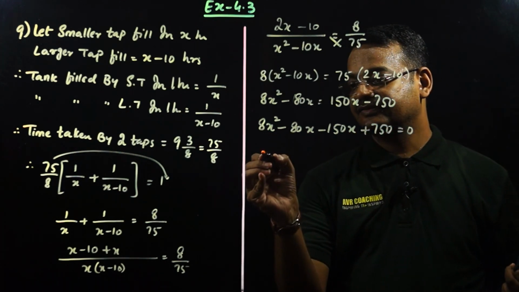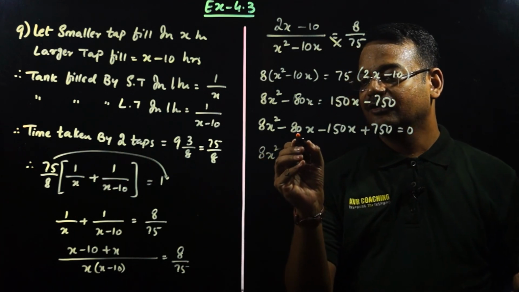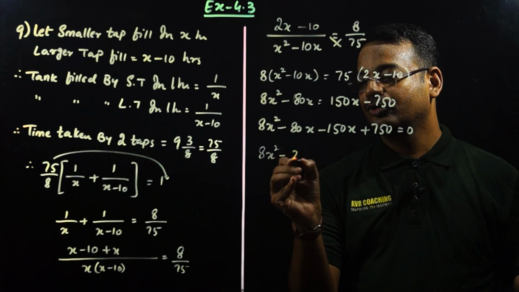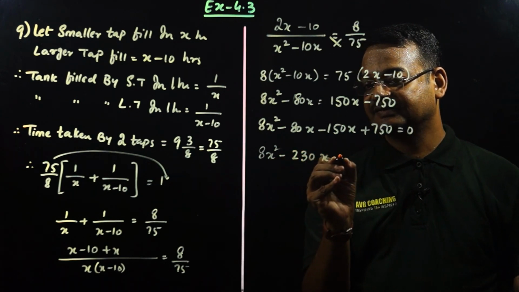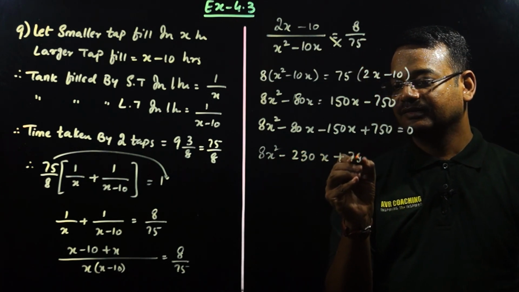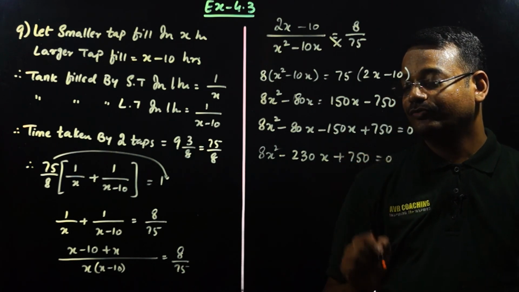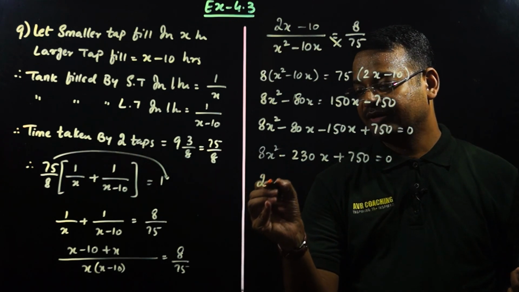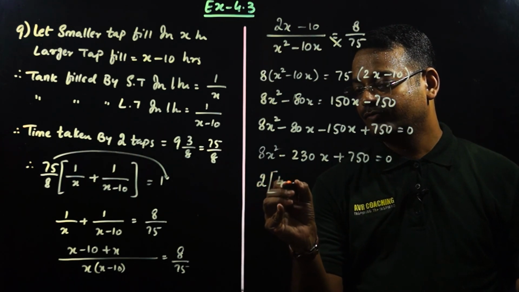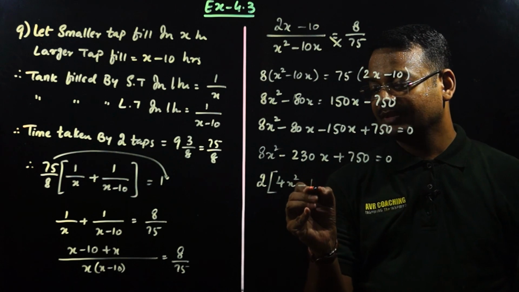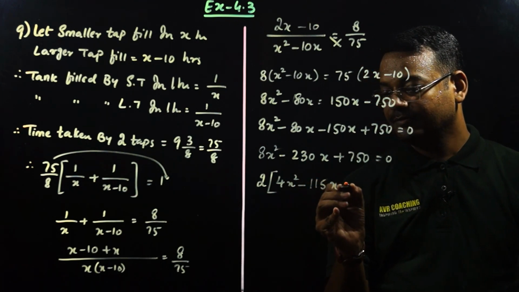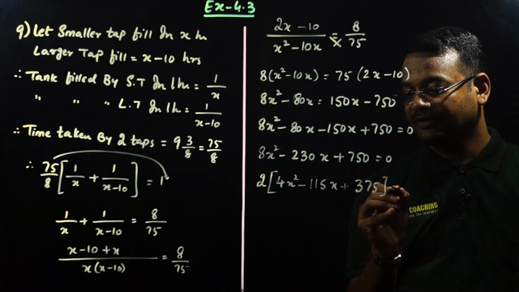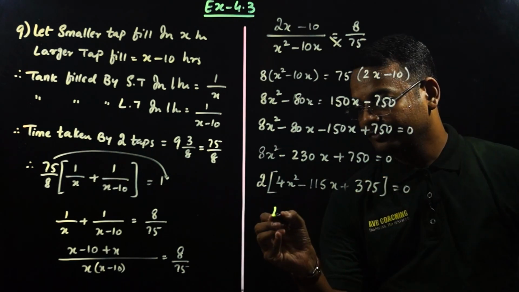So this is 8x square, minus 80 minus 150 is equal to minus 230x plus 750 equal to 0. Now if you clearly observe, we can take 2 as a common factor. So we can write 4x square minus 115x plus 375 is equal to 0.